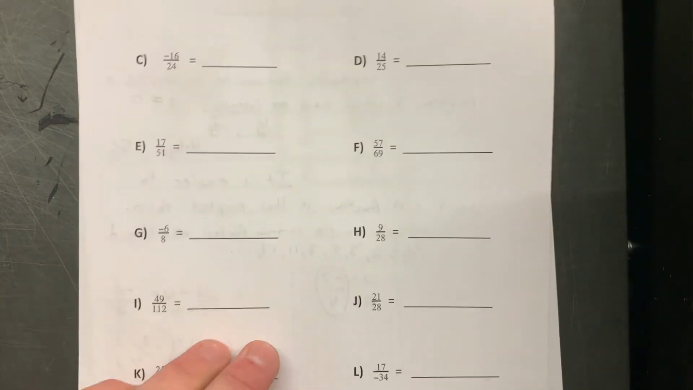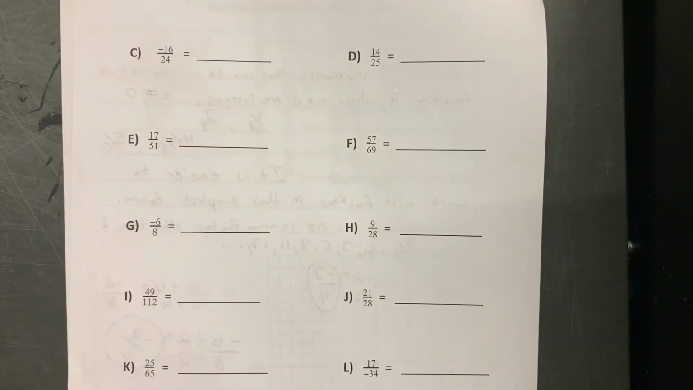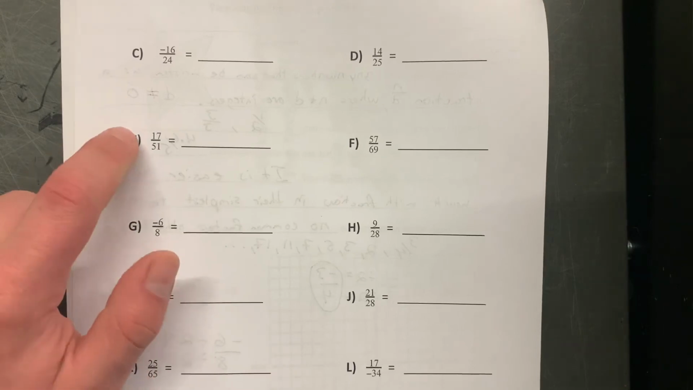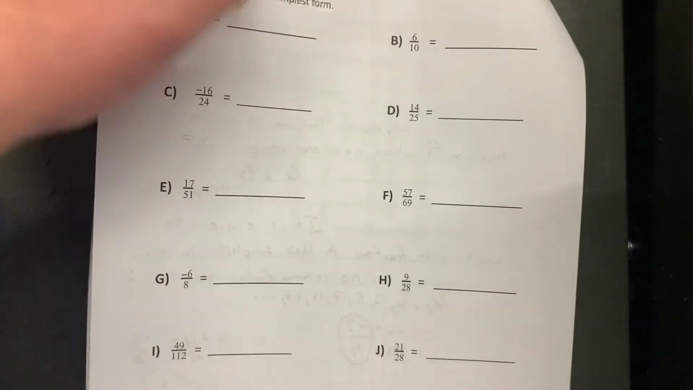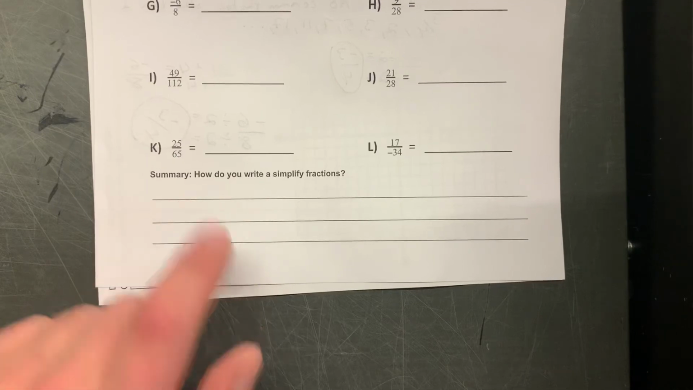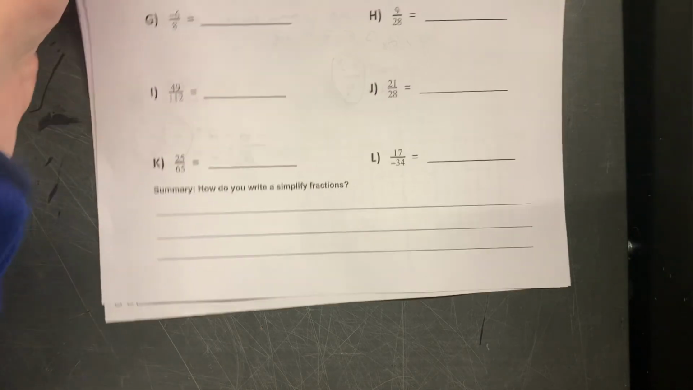You might see that there are some odd numbers here. Some of these odd numbers may be divisible by 3. You have to double check. We have prime numbers such as 17 over 51, so that might be in its simplest form already. Make sure you complete A through L, and then when you're finished, make sure you complete the summary at the bottom of how you simplify fractions, okay?